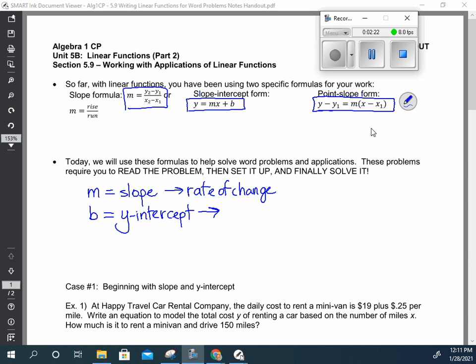So, B is the y-intercept. So the y-intercept is normally your starting amount. How much are you starting with? Starting amount or your down payment?